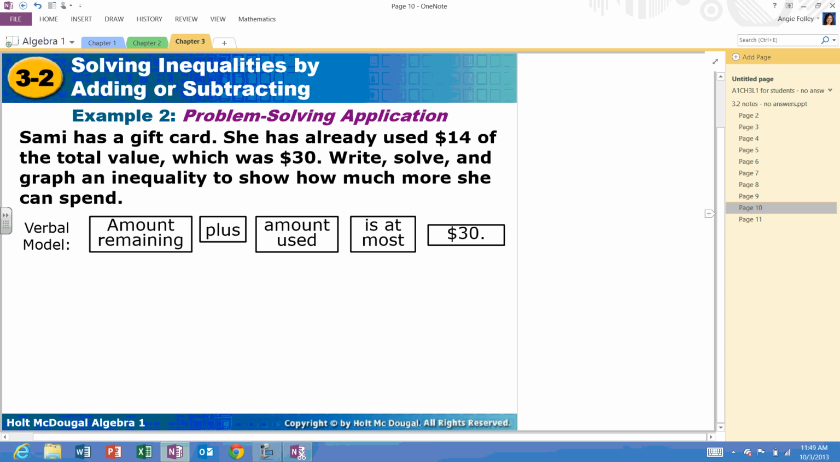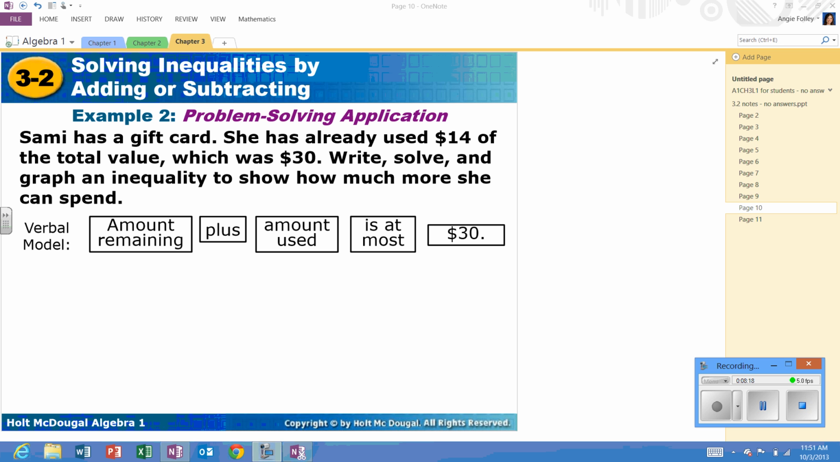All right, we've got 2 story problems or word problems to try, and then we're done. Sammy has a gift card. Okay, she has already used $14 of the total value, which was $30. Write, solve, and graph an inequality to show how much more she can spend.